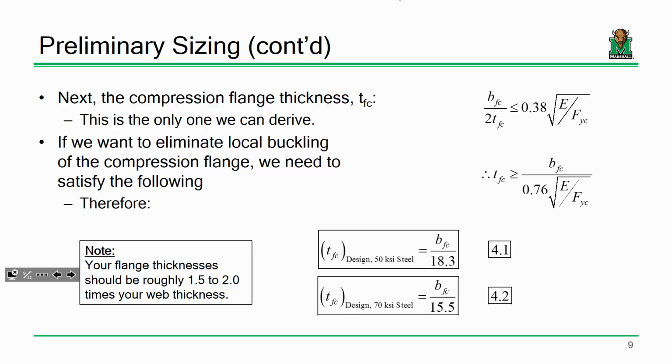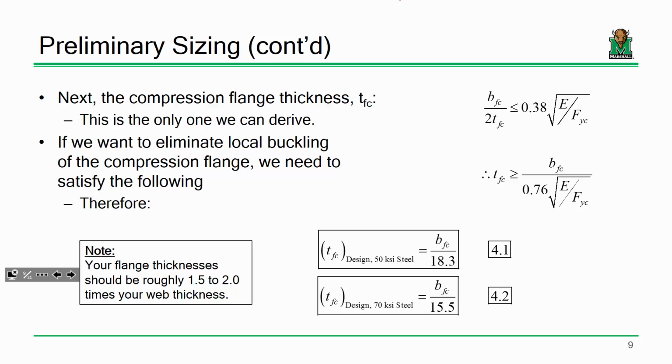So what I'm going to do is use this, and say, all right, let's solve for the flange thickness, because that's what I'm trying to figure out, and this is what I get. The 0.76 comes from 2 times that. Now, the nice thing about this is that I can get a flange limit whether or not I'm dealing with 50 KSI steel or 70 KSI steel. So this is sort of rewriting that limit in terms of flange thickness.